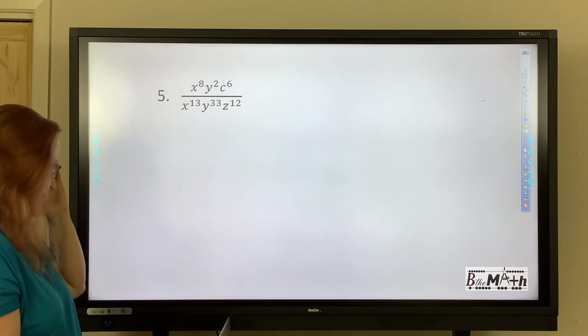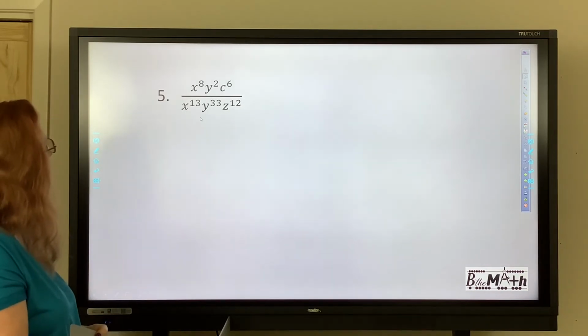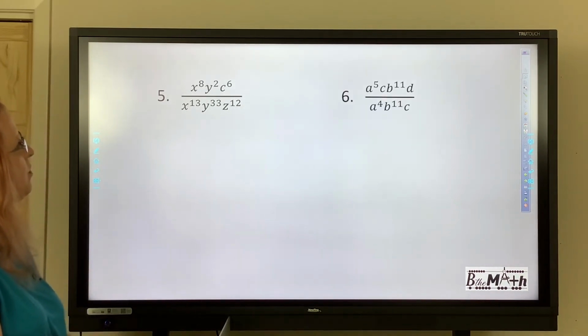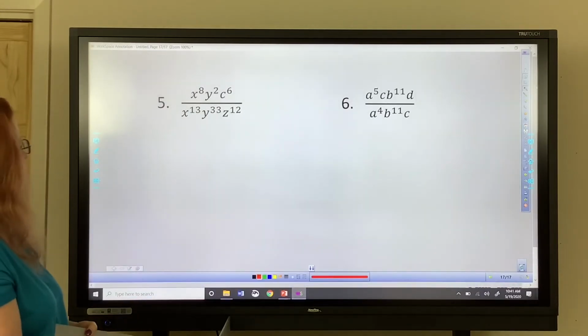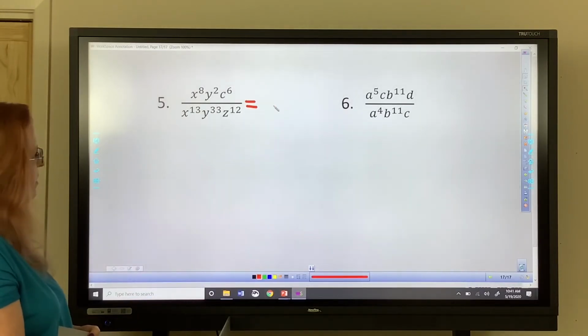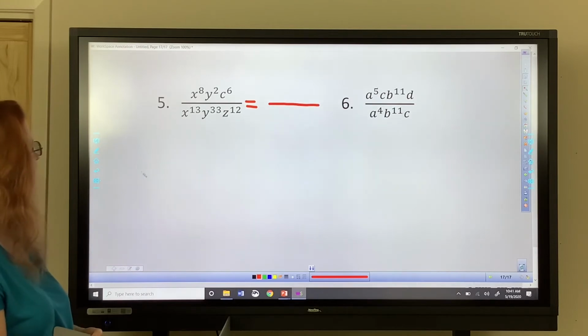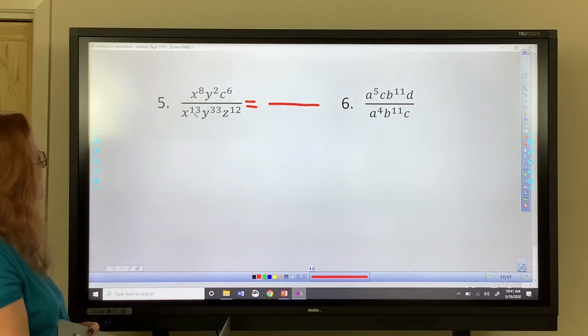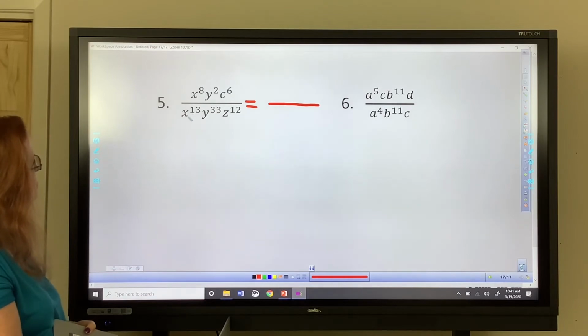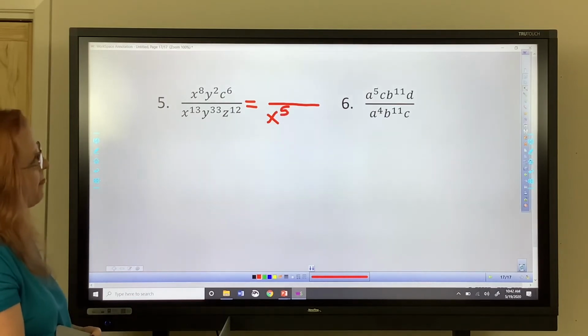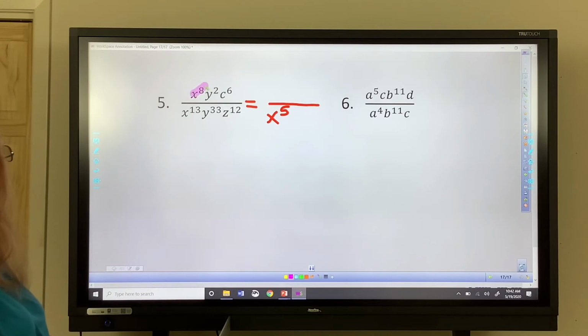Okay, so now we have a doozy here. And so I'm going to just separate them out and figure out where they need to go. Our x is, that's the only x, so it's bigger on the bottom. And so 13 minus 8 is 5. I'm going to highlight them so you can see what I'm doing. 13 minus 8 is 5. And so I have x to the 5th here.